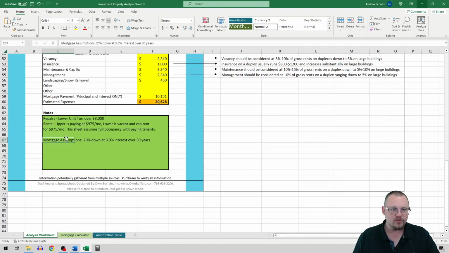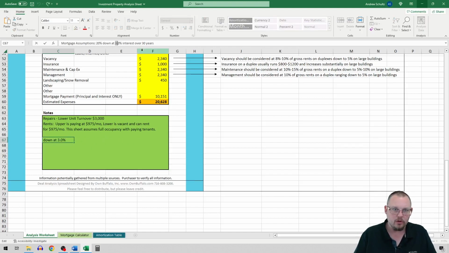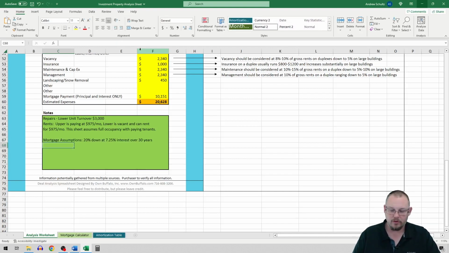You can see here mortgage assumptions, 20% down at an interest rate of, actually it's no longer 3.0, it's now 7.25%, over the course of 30 years. So I'm going to go ahead and just update that note, and that's a free edit field that you can just change as you need to.